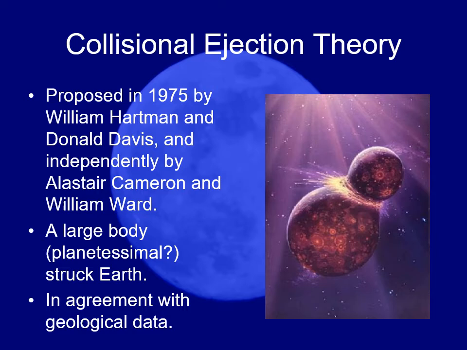A few years after the last Apollo mission, two different groups of astronomers, Hartmann and Davis in the U.S., and Cameron and Ward in the U.K., both independently came up with the same basic idea. When the Earth was very young in the early solar system, there were a lot of big planetesimals flying around. What if a really big planetesimal were to hit Earth? Something the size of Mars.